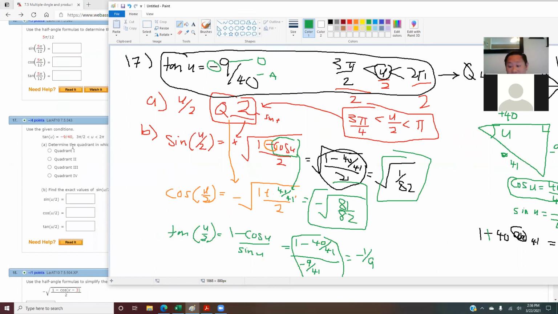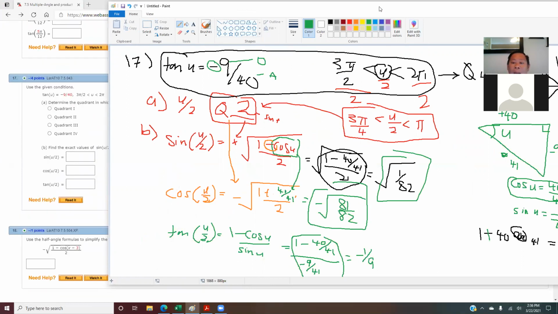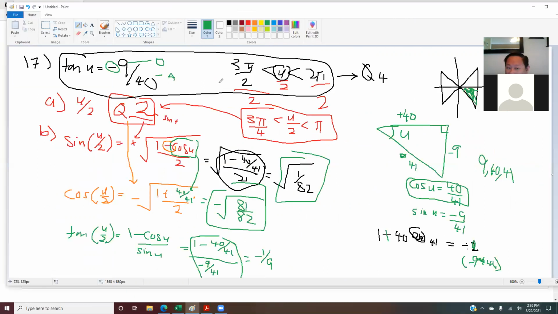For 17, which is a lot. The main problem here is how do you start this question. I started from calculating what is the quadrant for u over 2. And we know quadrant 2's tangent is also what? Negative or positive for tangent in quadrant 2? For quadrant 2, the tangent would be negative. So if this question comes up in your test, it's very easy for you to check. Sine is positive, cosine and tangent is what? Negative. So that's how you can figure out you're on the right track.